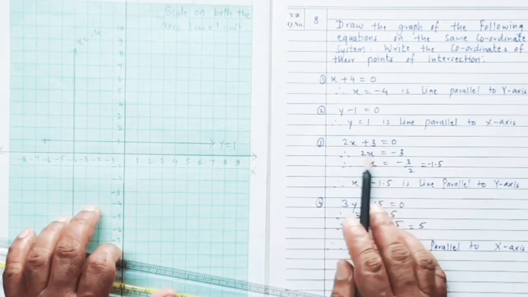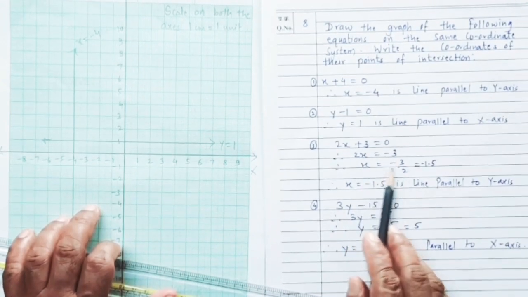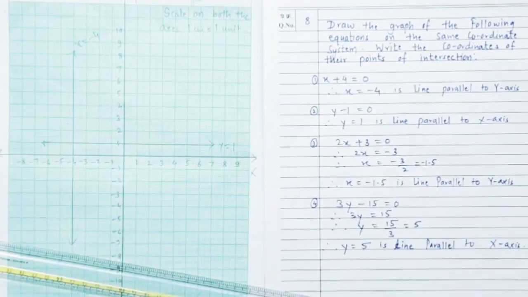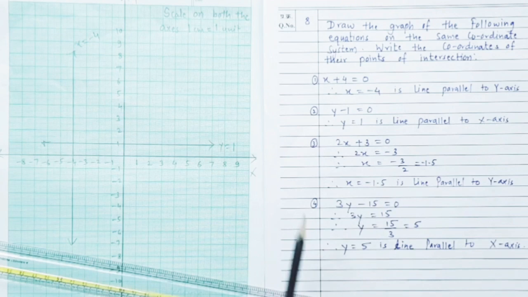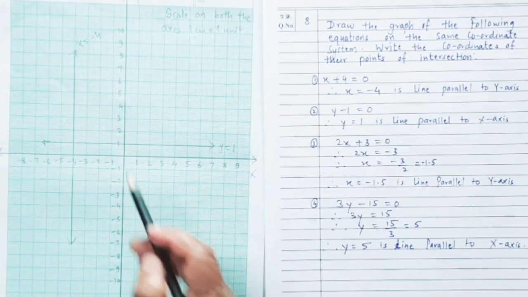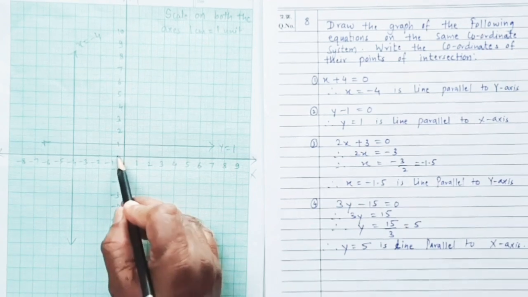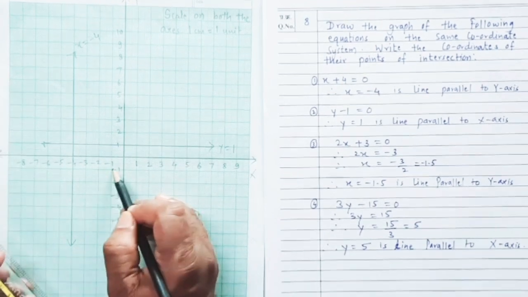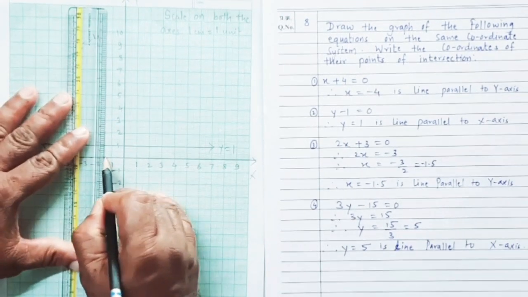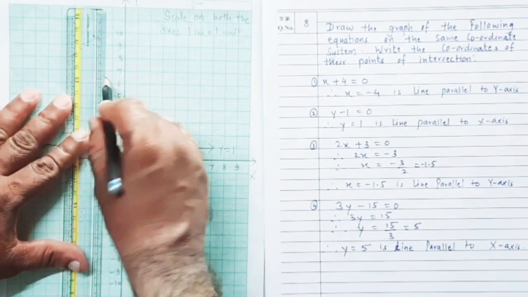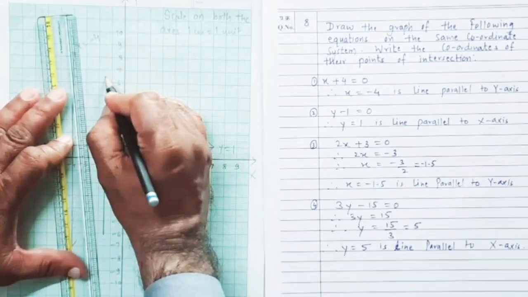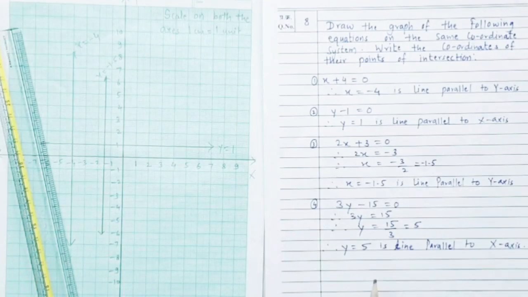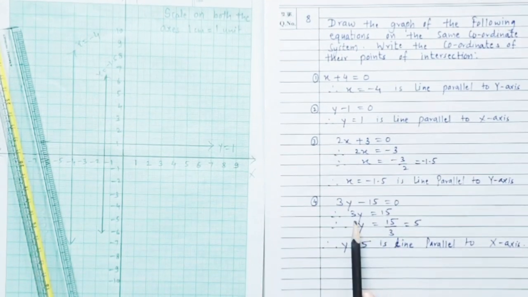Now 2x plus 3 is equal to 0, therefore 2x is equal to minus 3 and x is equal to minus 3 upon 2, which is equal to minus 1.5. 3 divided by 2 is 1.5. So x is equal to minus 1.5, which is on the left hand side, between minus 1 and minus 2. So x is equal to minus 1.5 will be a line which is parallel to the y-axis.